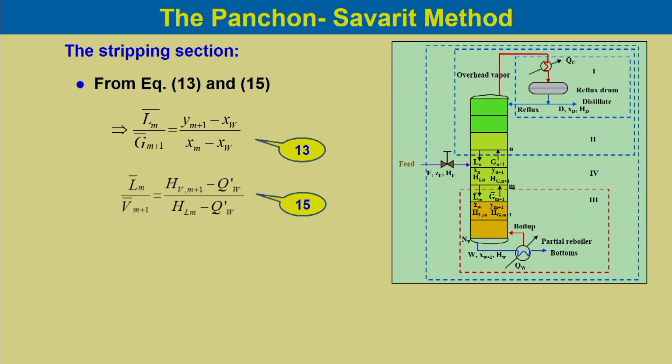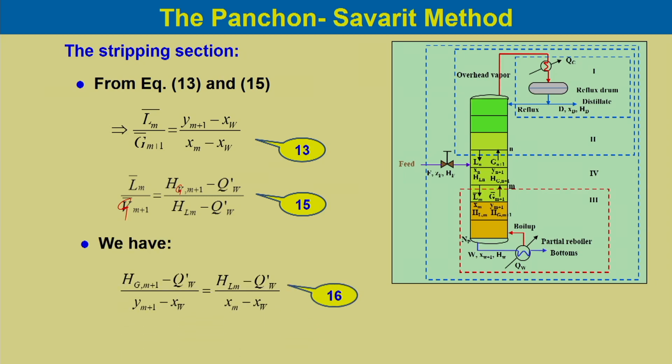Now, from equation 13 and 15, we can write Hg m plus 1 minus QW dash divided by Ym plus 1 minus Xw would be equal to HLM minus QW dash divided by Xm minus Xw. So, we will analyze similar to the rectifying section equation 7, we will discuss this equation in the stripping section and how to calculate the tie line and number of trays in the rectifying section.